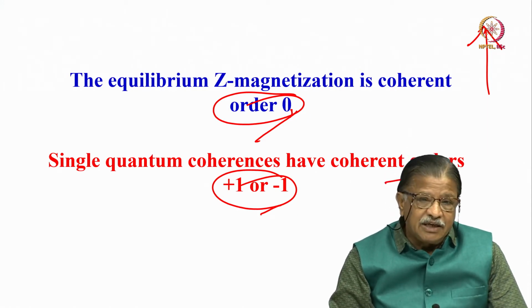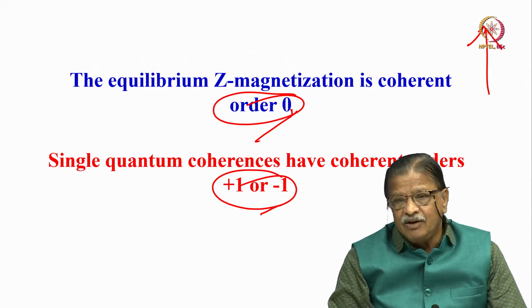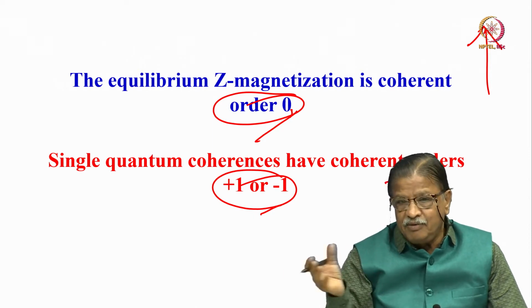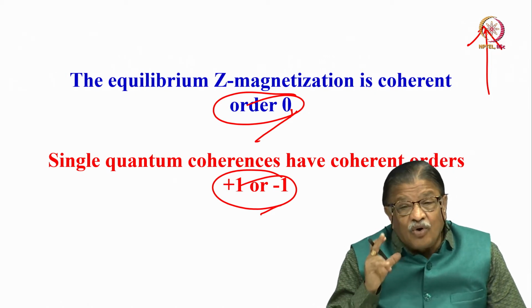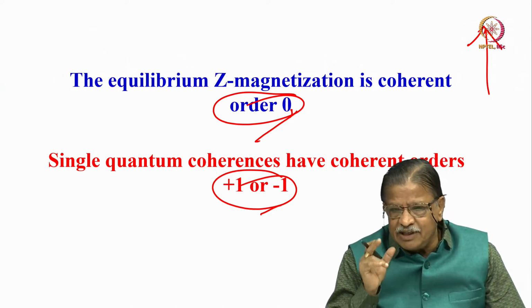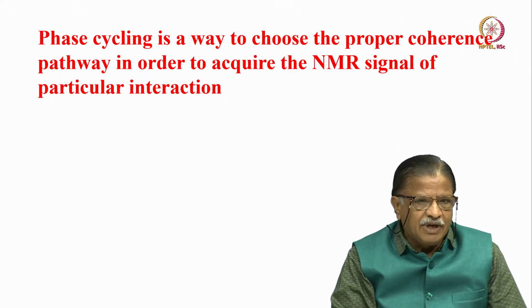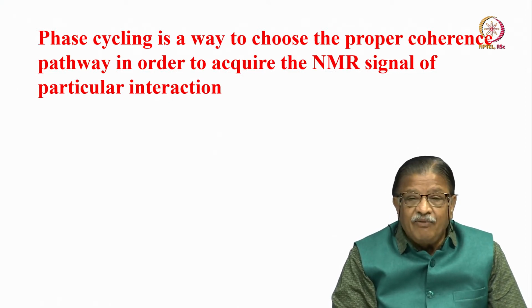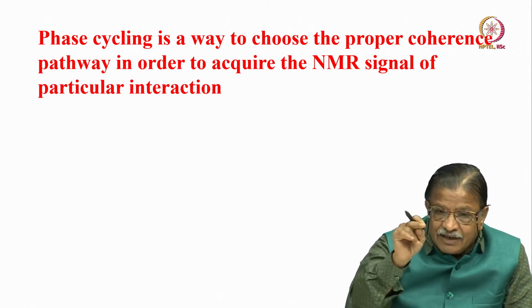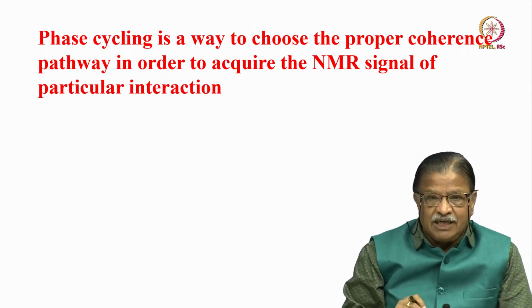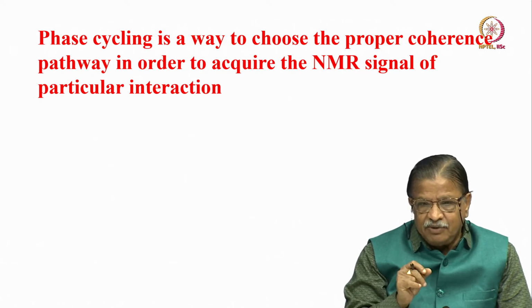Similarly, extending the logic, double quantum coherences are coherent order plus 2, minus 2. Like that you can generate different coherent orders depending upon the spin system you are dealing with. Okay. Now, if I want to select a particular coherent order, let us say I want to detect only the minus 1 coherent order signal, is it possible to do that?